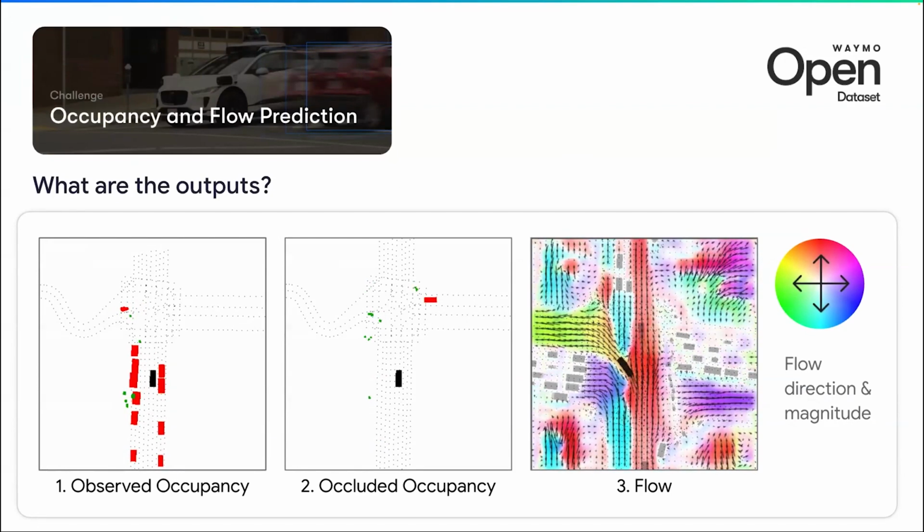The third task is to predict flow fields capturing the motion of all agents. In the visualization on the right, we see a set of flow fields, and the colors here represent the direction and magnitude of motion at each point.